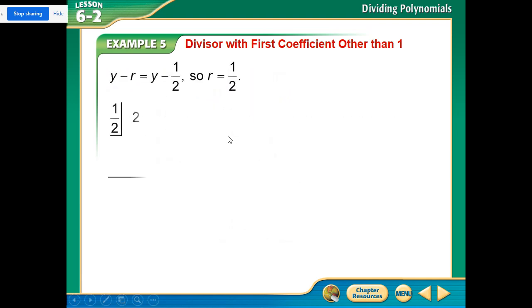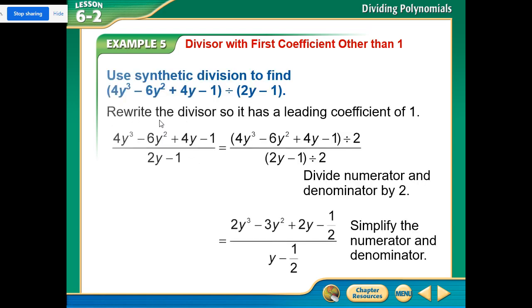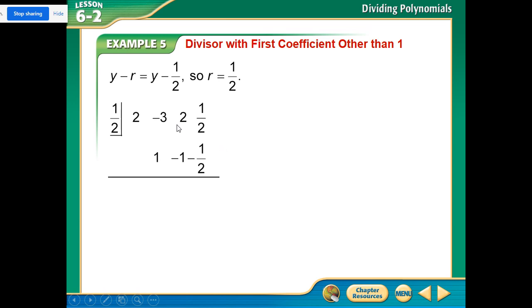Now we can go ahead and write our problem here. So I can put the 1 half in here, and then again, 2, negative 3, 2, and a half. So bring down the 2. 2 times a half is 1. Add down is negative 2. Multiply again is negative 1. Add down is 1. Again, and we got 0. So even though we had the fractions, it did end up being no remainder. So 2y squared minus 2y plus 1.